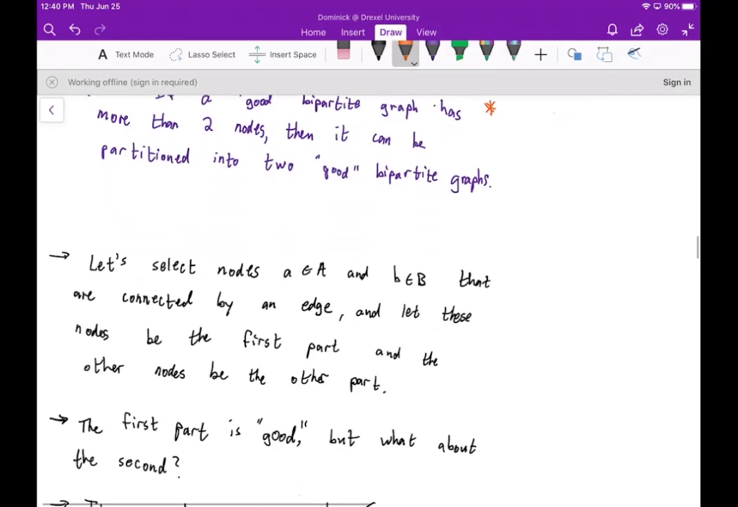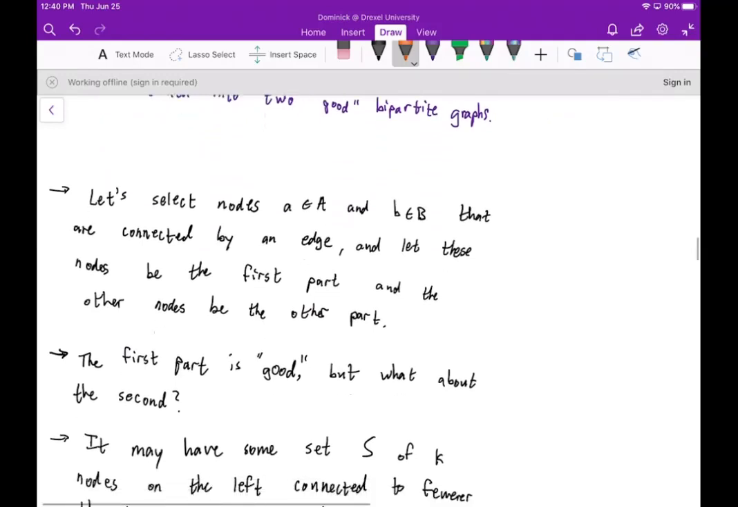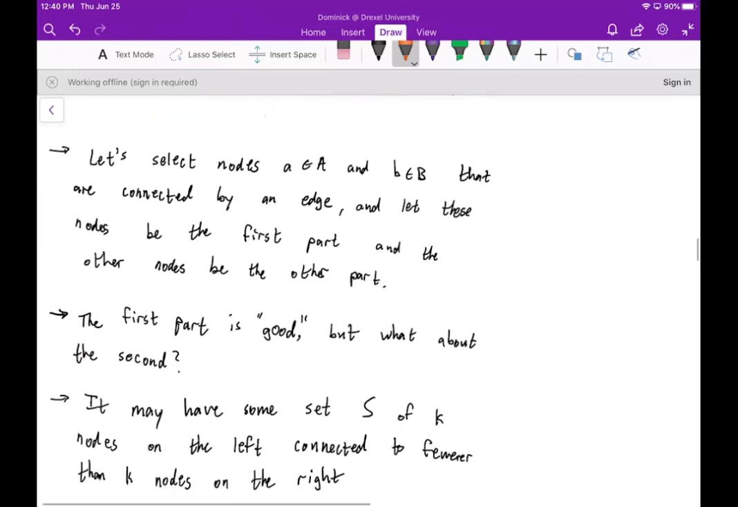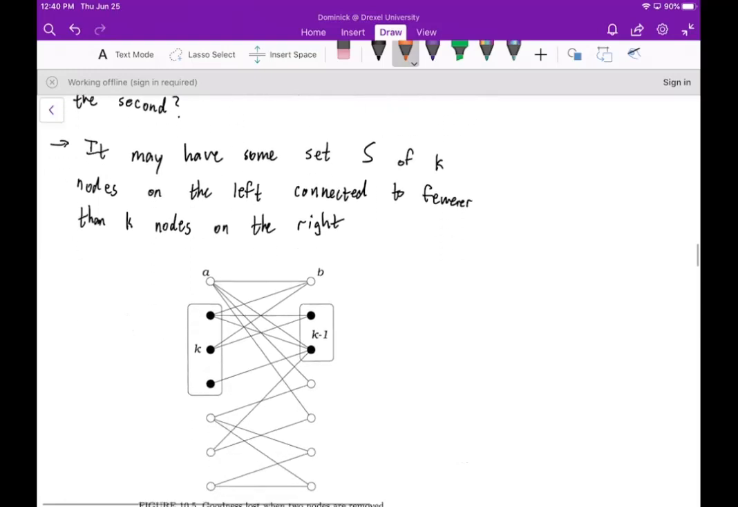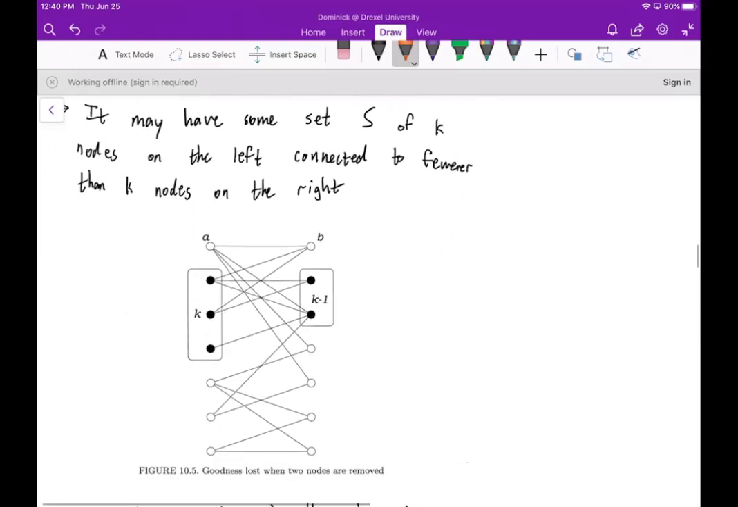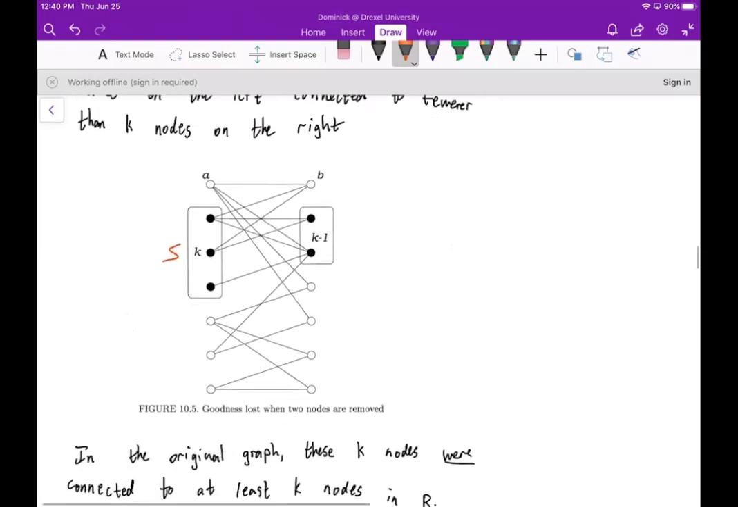So we're going to select 2 nodes, a from big A and little b from big B. They'll be connected by an edge, and let these nodes be the first part and the other nodes be the other part. Now, the first part, of course, is good based on our definition, but what about the second part? Now, it may have some set S of K nodes on the left connected to fewer than K nodes on the right, as shown by this diagram, right?